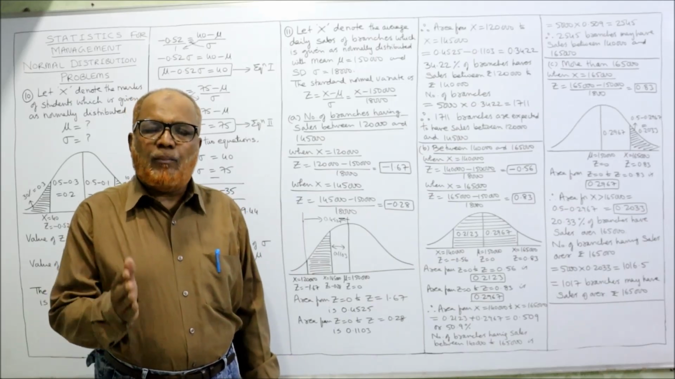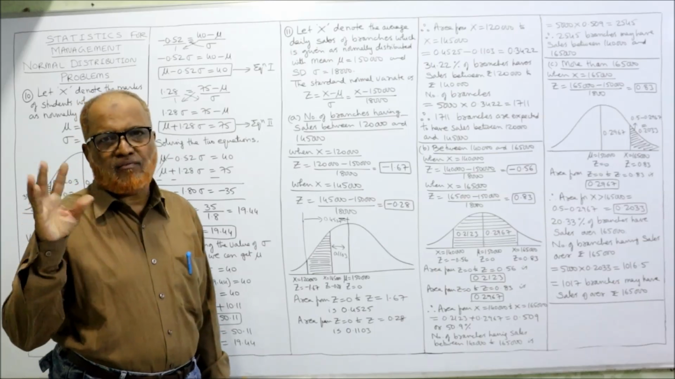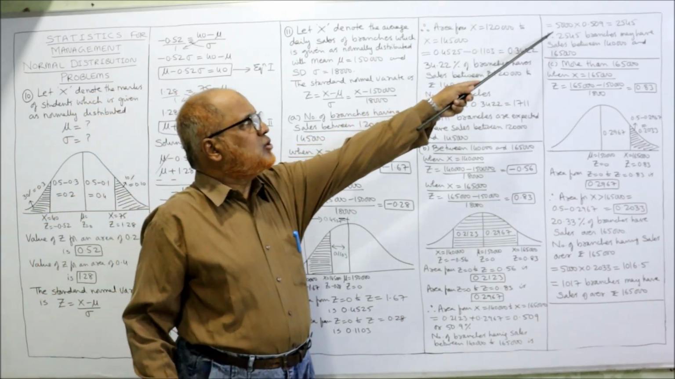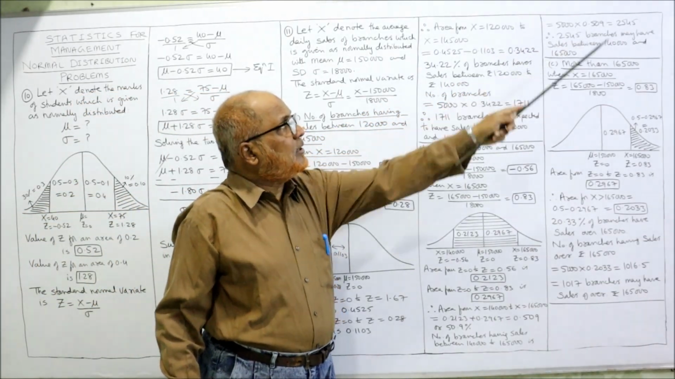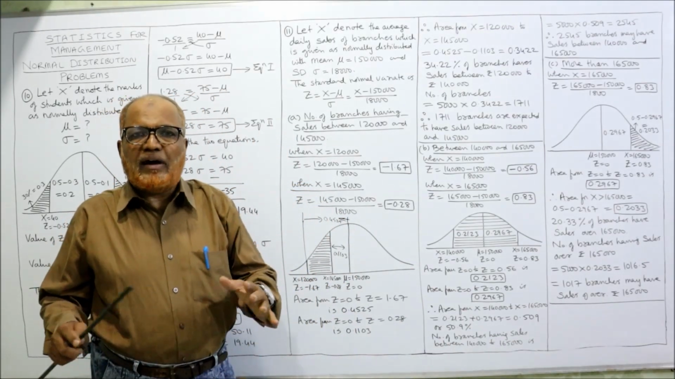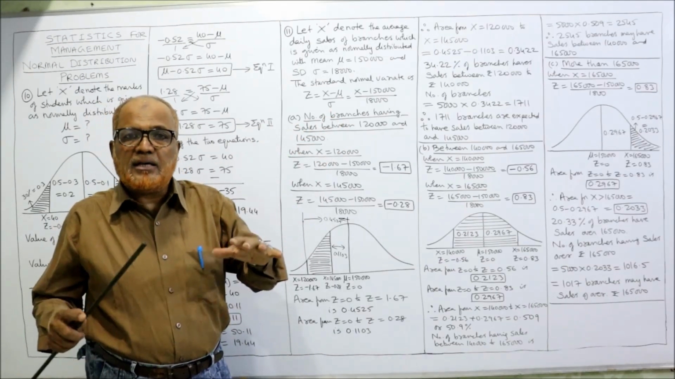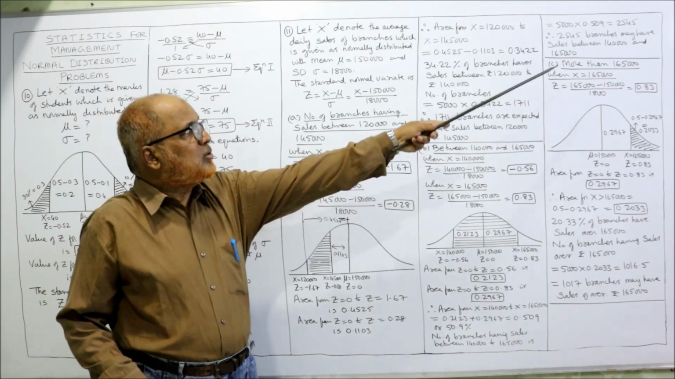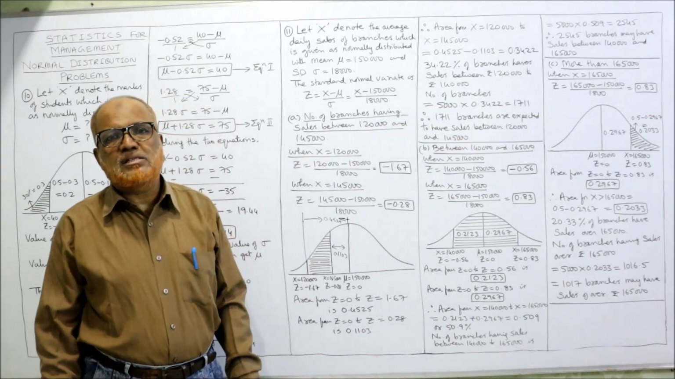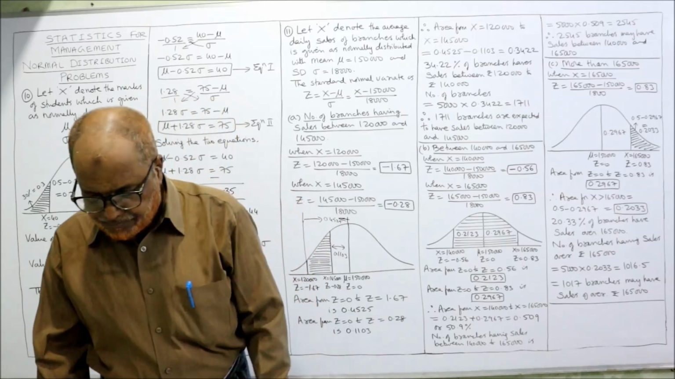If you want the number of branches, multiply by 5,000. The total number of branches is 5,000. So 5,000 into 0.509, you will get 2,545 branches. Out of 5,000 branches, 2,545 branches are expected to have sales between 140,000 and 165,000. That's it.